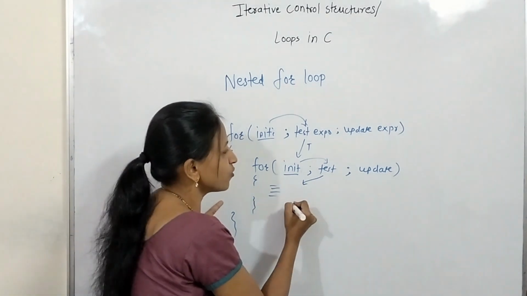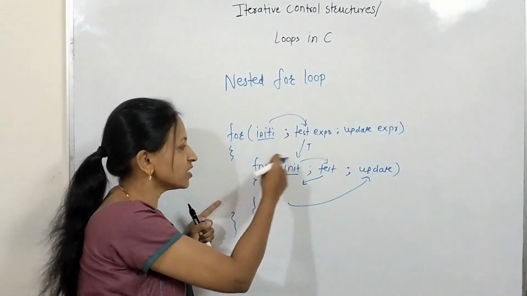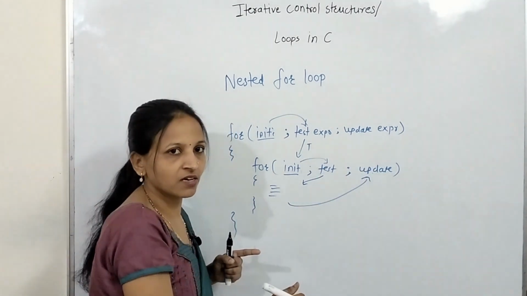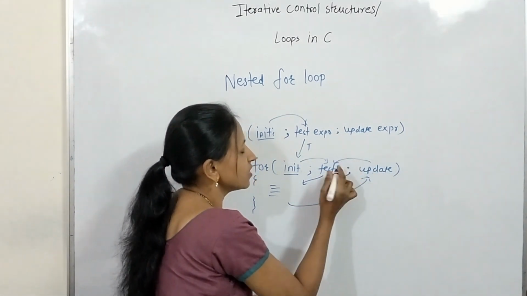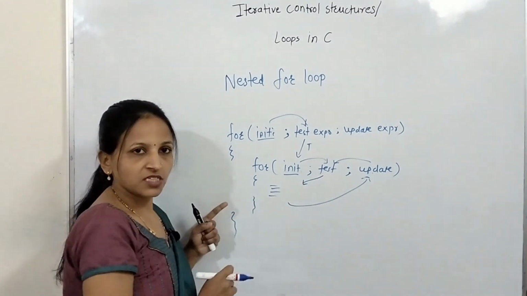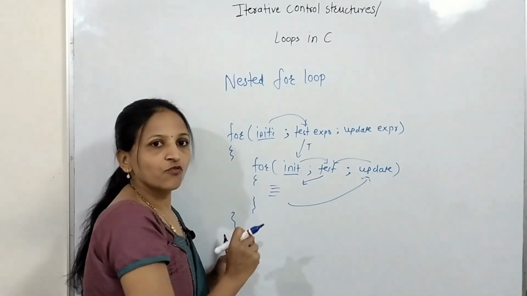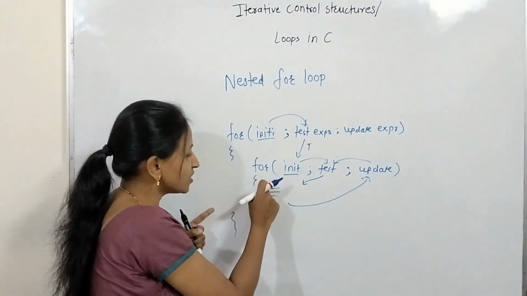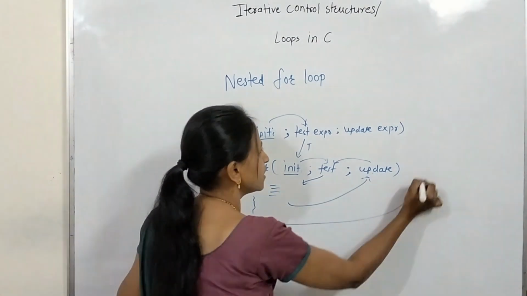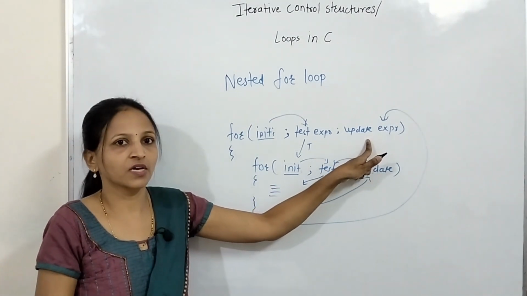After execution of all the statements, it will go to update the value of the counter of the inner for loop. Then again it will test the condition, and if it is true, again execute the statements. Till this condition is true, all the statements inside that for will get executed, and after the whole execution of this for loop, control will come here to update the value of the counter of the outer loop.